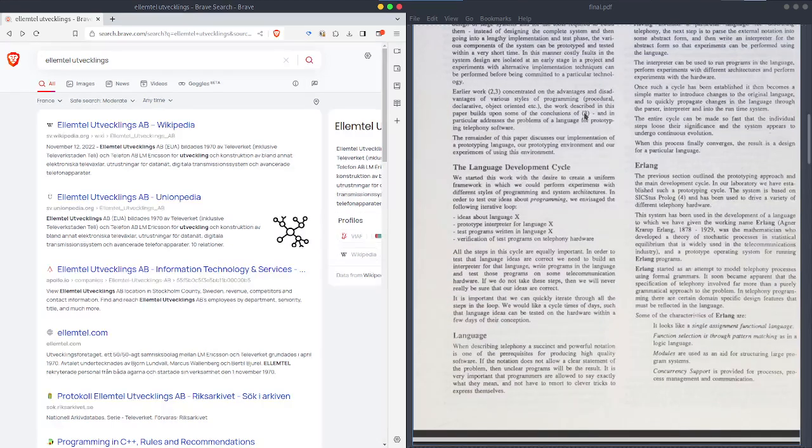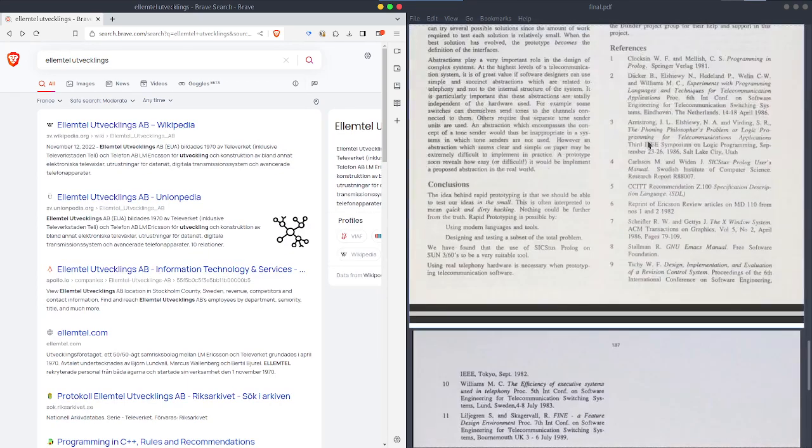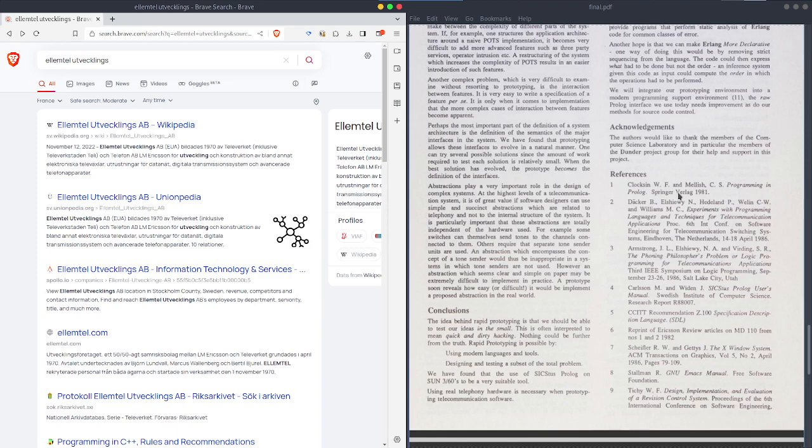So I will just take a look at papers 2, 3, and 1 just at the end. So the first one is a CS programming Prolog. So this is a book, I guess. Second one, experiments with programming languages and techniques for communication applications. It has been published in 1986. And the second one, oh, this is another really old one, 1986.